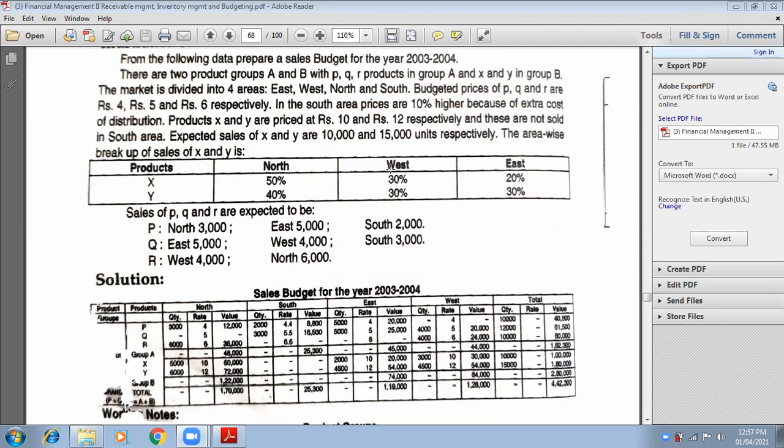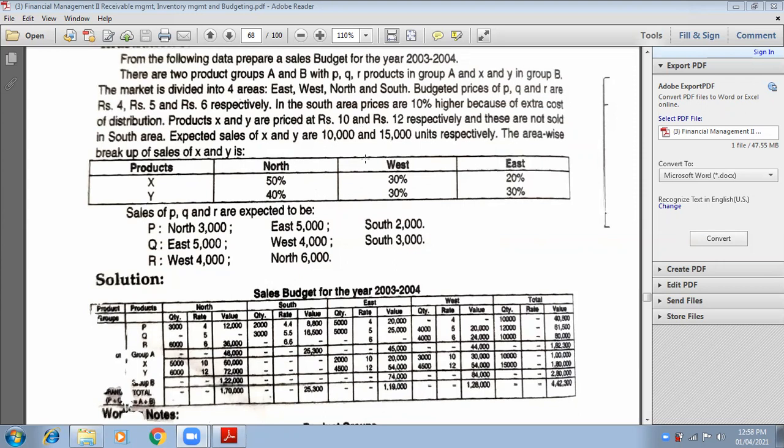Now come to west column. Product X is sold in the west at the rate 30%. So 10,000 into 30% is how much? 3,000. Very good. So 3,000 has to be written in the west column of X quantity. What is rate? Same, 10 rupees. So 3,000 into 10 is how much? 30,000. Very good.